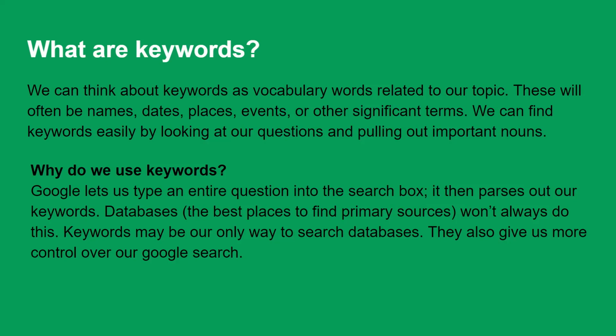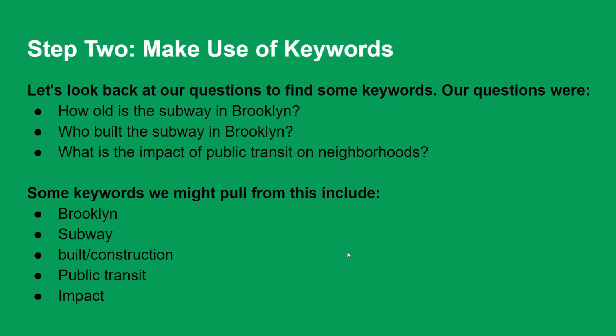But databases, more on what they are in a moment, are usually the best place to find primary sources, and they won't always do this. They won't always pull out keywords on our behalf. And keywords may be our only way to search databases. So using keywords is really critical when we're searching databases. Using keywords will also give us even more control when we do a Google search.